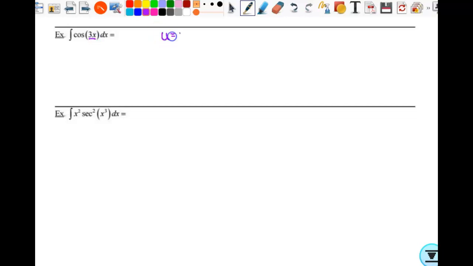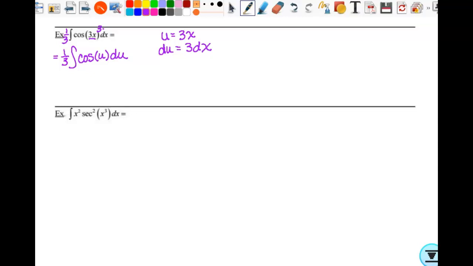We're going to make that our u. So u is equal to 3x. When I take the derivative, du is equal to 3 dx, right? In order for me to replace du, I need 3 dx. I only have dx. So I could multiply by 3 in here, which means 1/3 on the outside. Okay? So this gives me 1/3, the integral of cosine of u du. Everybody with me so far?